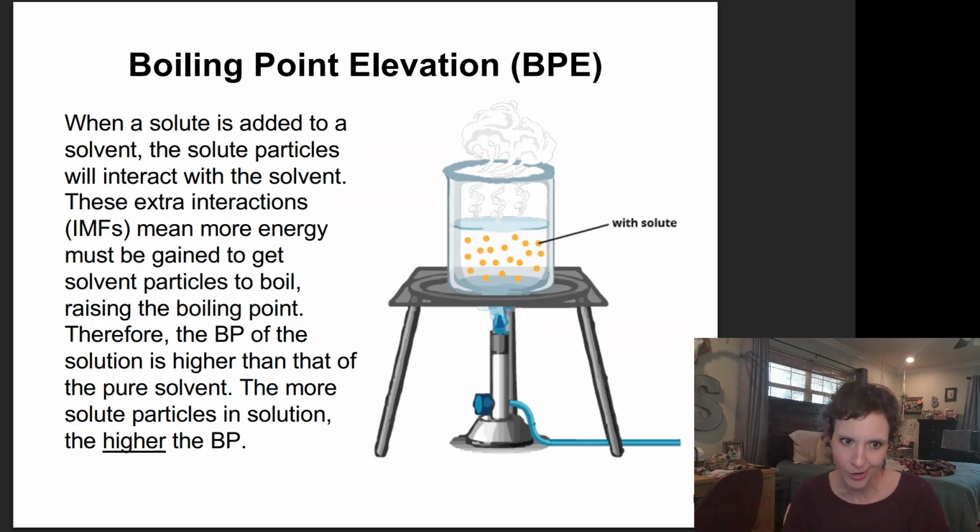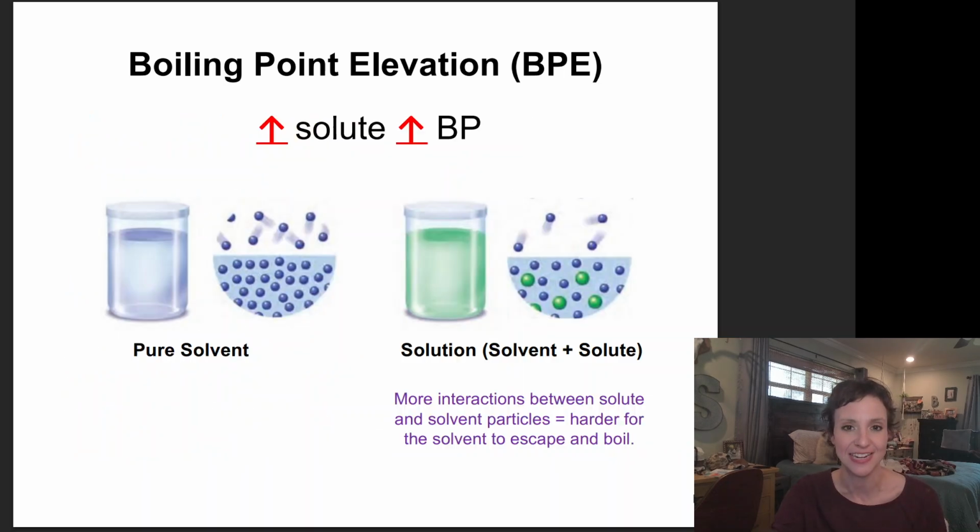So the more solute particles I cram into that solution, the more interactions between the solute and the solvent. Therefore, the higher the boiling point, the higher the energy that's needed to overcome those interactions in order to go from a liquid to a gas state. Okay, so the trend here, or the mentality of the way that boiling point elevation works, is that the more solute I have, you guys, the higher that boiling point will be raised in that solution.